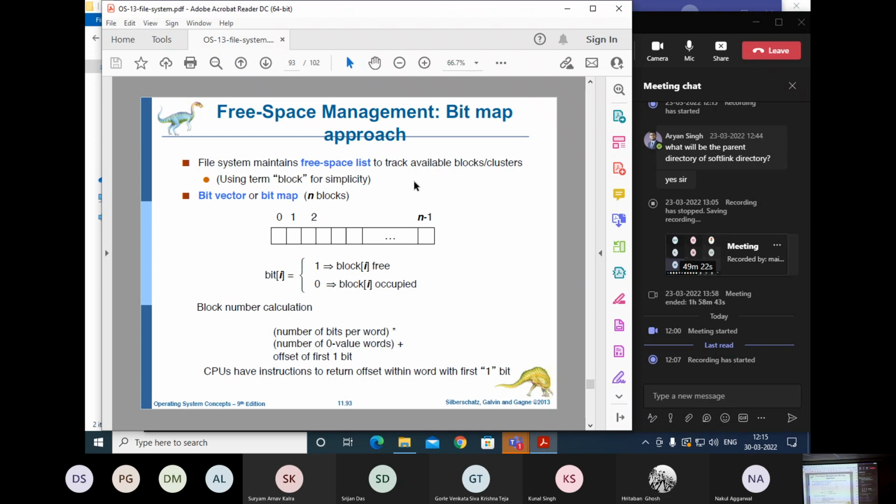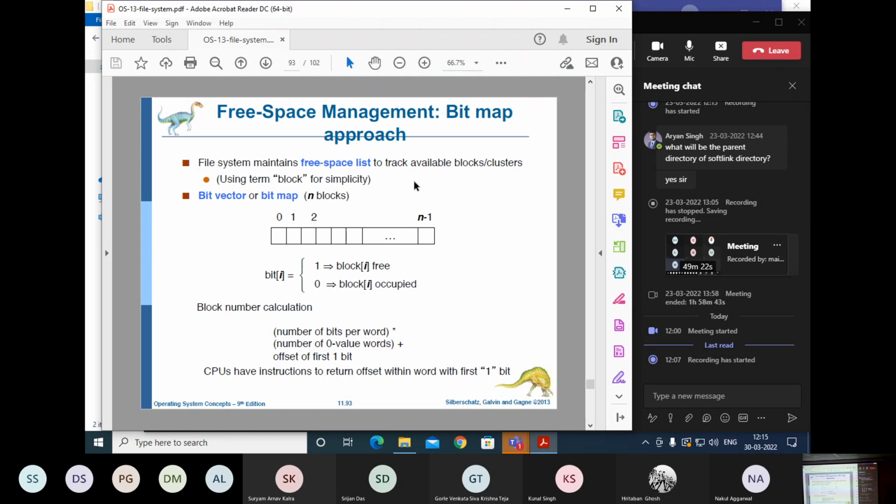And then very simply, what would be your block number offset? The number of 0 words plus the number of the offset within the first word where there is a 1 bit. That is what is written here. Essentially, you have number of bits per word, generally 32 bits. And then you have the number of 0 value words because you basically just discarded those words. They're all filled. And then you have the offset of the first 1 bit that you got from your CPU instruction.